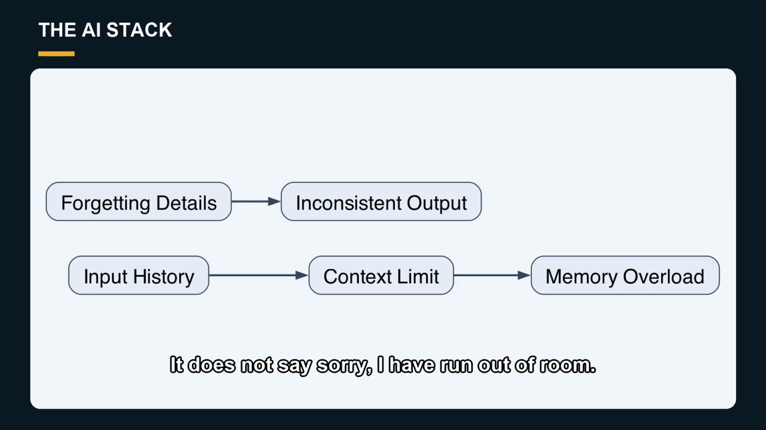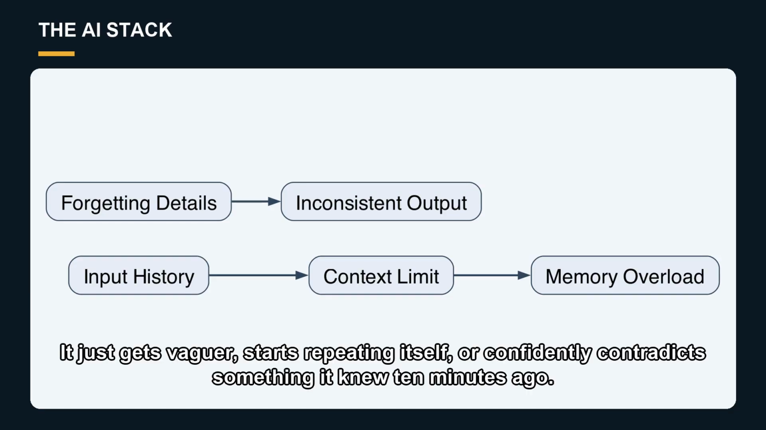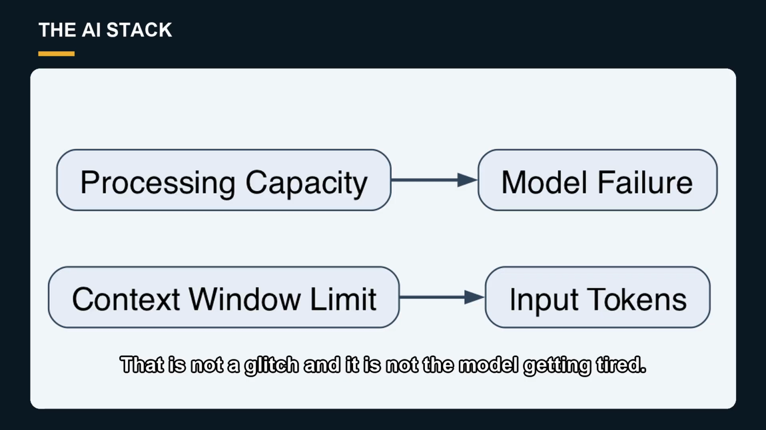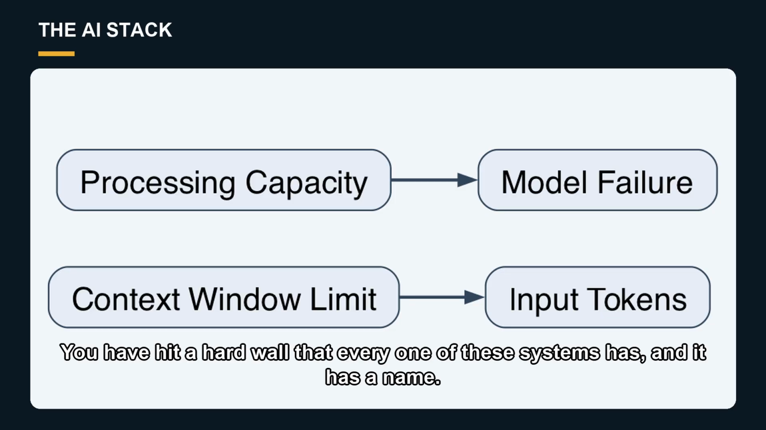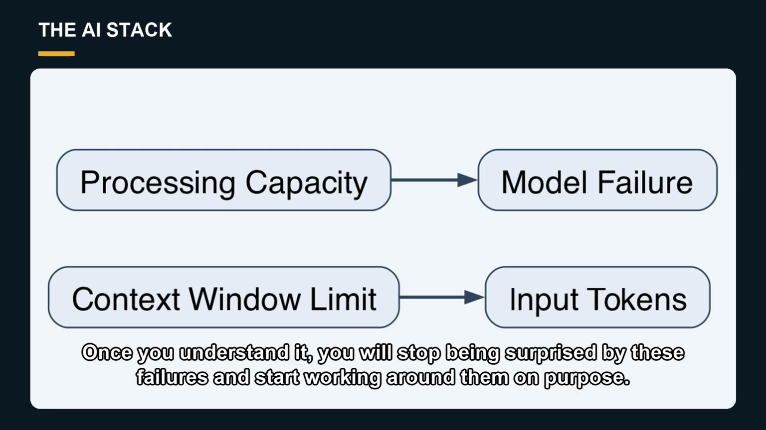It does not say, "Sorry, I have run out of room." It just gets vaguer, starts repeating itself, or confidently contradicts something it knew 10 minutes ago. That is not a glitch, and it is not the model getting tired. You have hit a hard wall that every one of these systems has, and it has a name: the context window. Once you understand it, you will stop being surprised by these failures and start working around them on purpose.